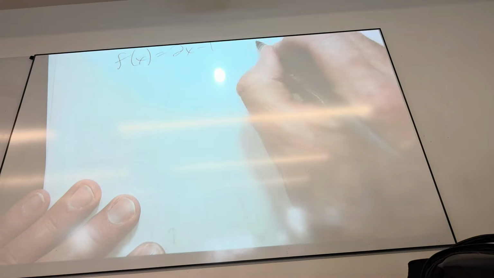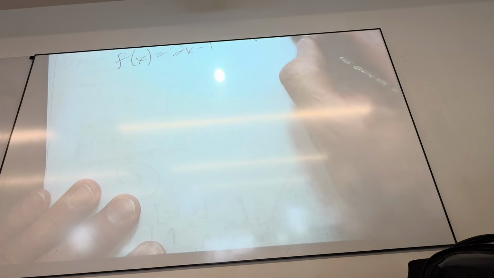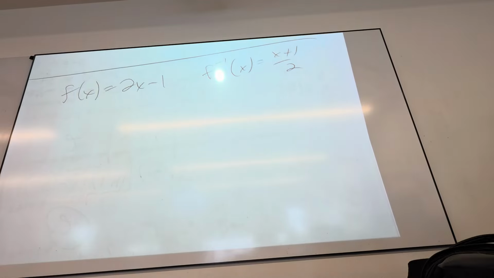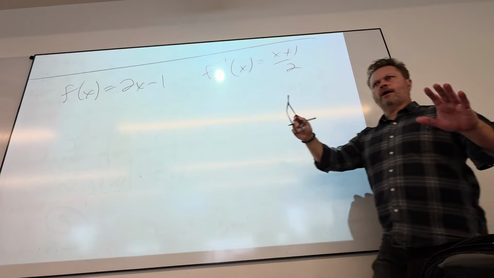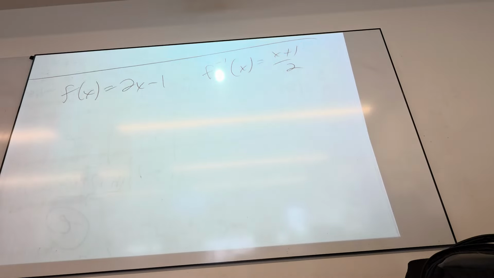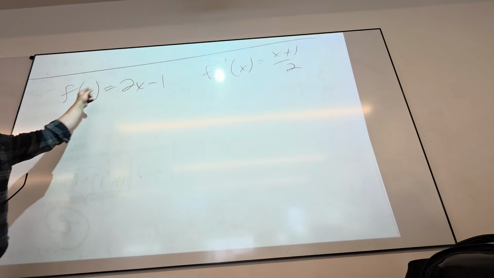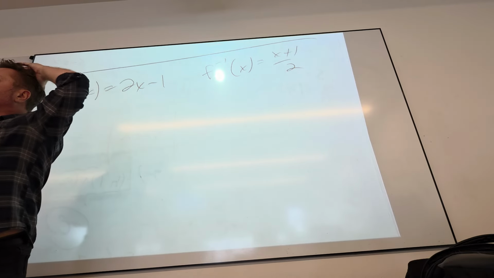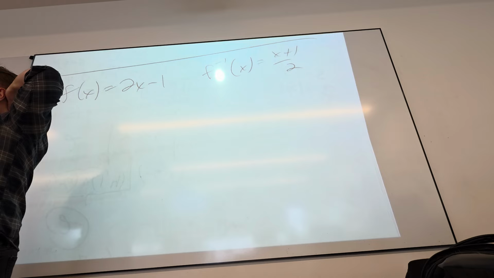So the function is 2x minus 1. The inverse is x plus 1 over 2. What is the inverse's job again? What's the one way you can look at it? What's the inverse supposed to do? It's supposed to undo whatever f did. If I take f inverse, let's say it this way: if I take the function and I shove it into f inverse, what should happen?